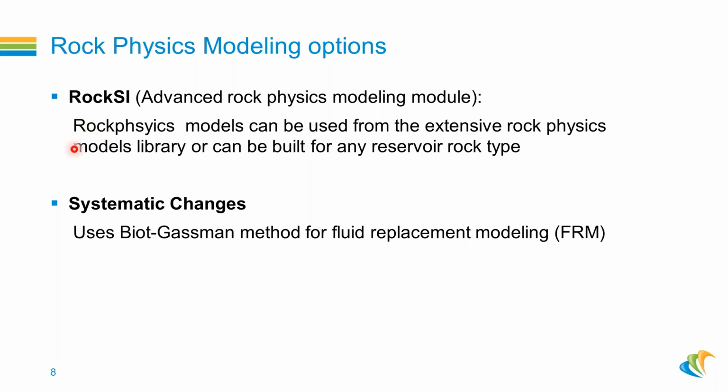I will talk about the systematic changes, which is part of the fluid replacement modeling tools of the Hampson-Russell, and it will use a Biot-Gassmann method to change the fluid, the saturation, and also pressure and temperature inside the reservoir, and see what will happen on the reservoir elastic properties, which is VP, VS, and density.